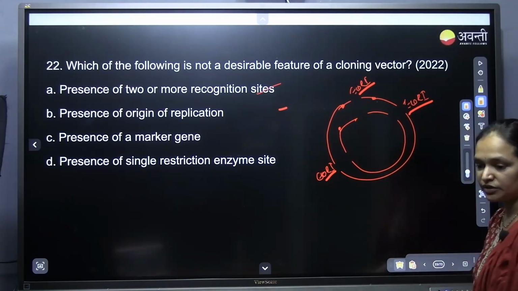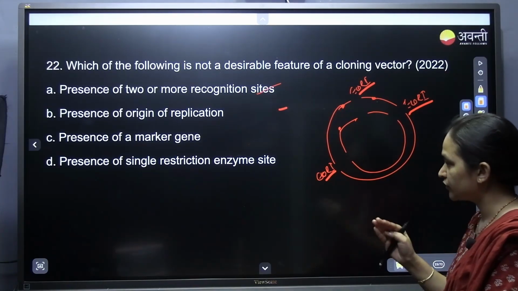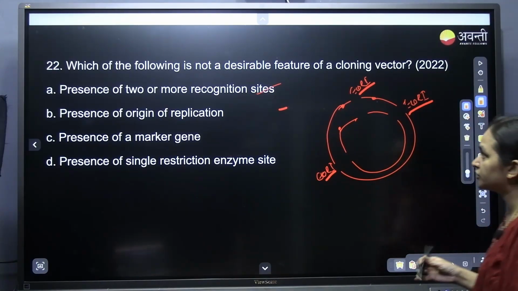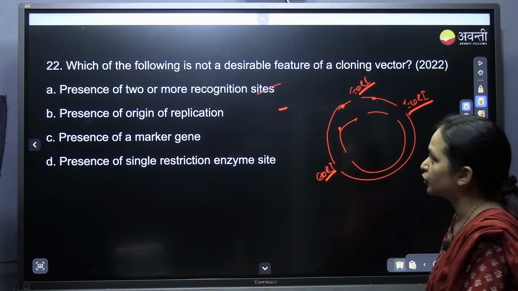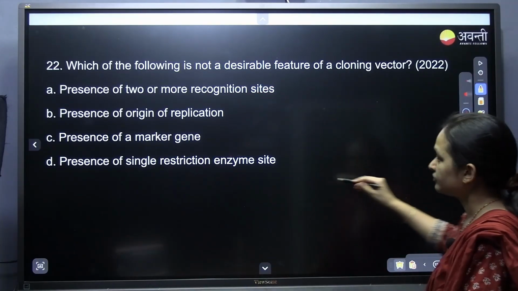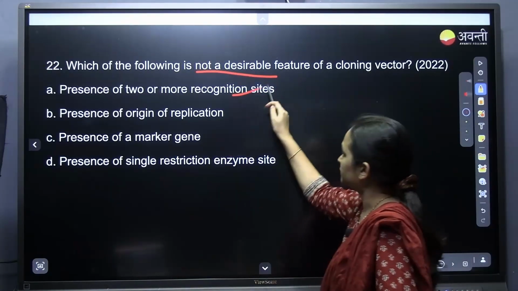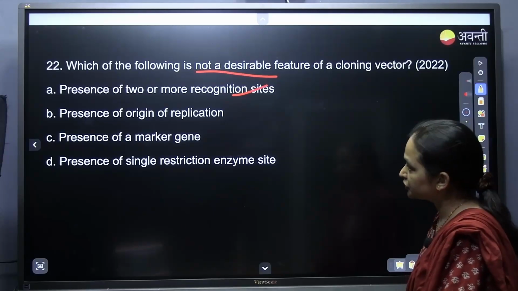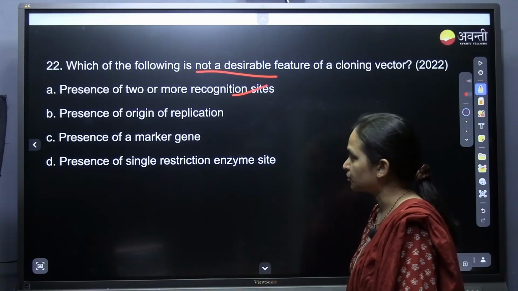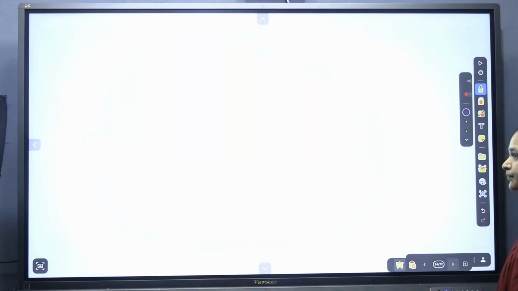They cut into pieces, so many pieces. Will this still be a vector? It will be cut into pieces. So it is not a good feature. Presence of two or more recognition sites is not a good feature, isn't it? Not a desirable character. Presence of origin of replication, it needs to have the origin of replication. Presence of marker gene should be there. Presence of a single restriction enzyme site should be there.